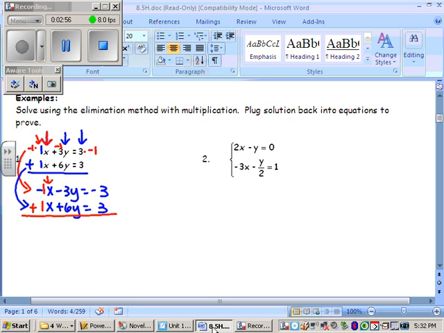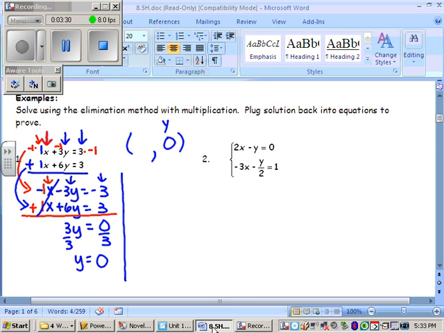So -1x plus 1x is 0, so we can eliminate the x's. We will then add the like terms, starting with the y's. So -3y plus 6y equals 3y. And -3 plus 3 equals 0. If we then divide both sides by 3, y equals 0. So we know half of our solution. We know that y is 0.